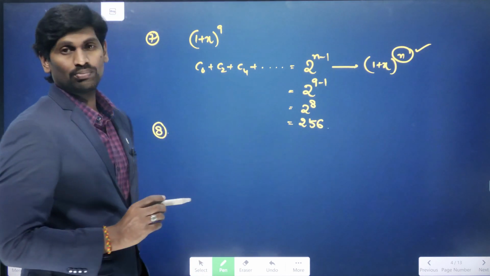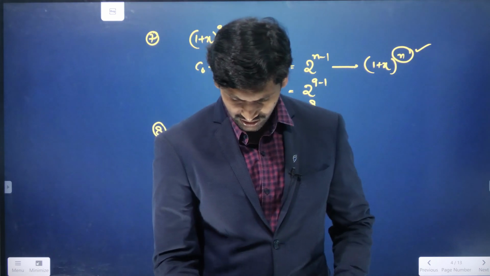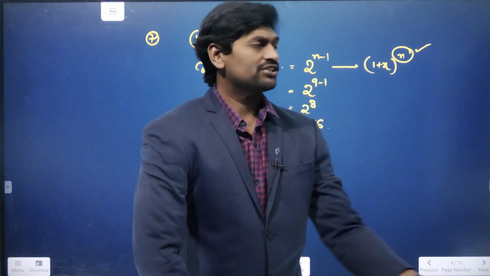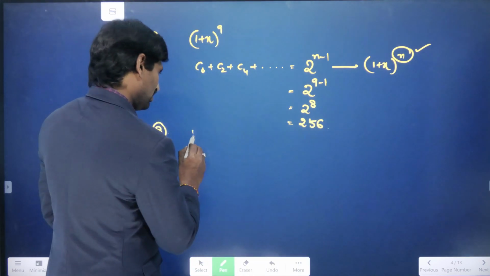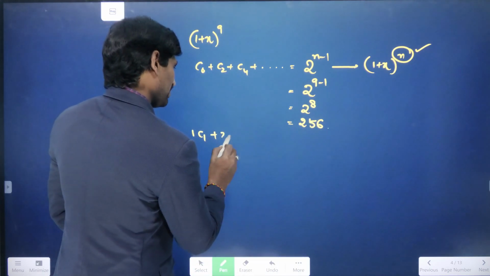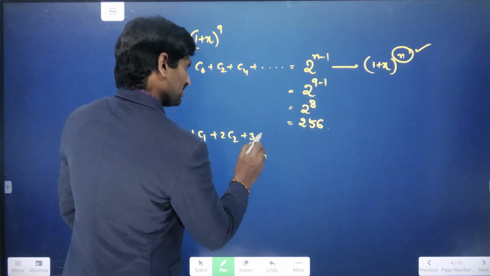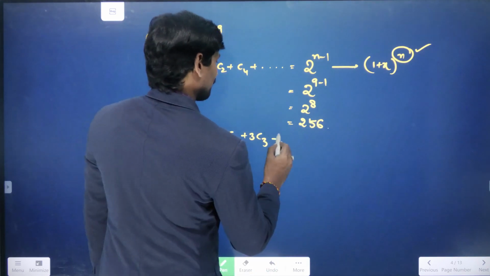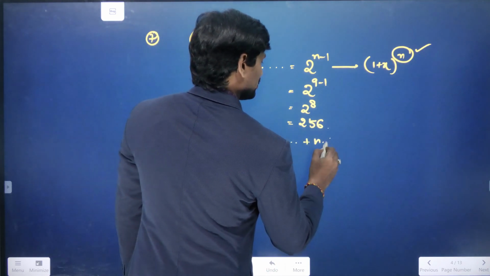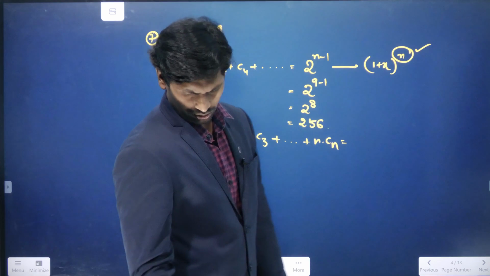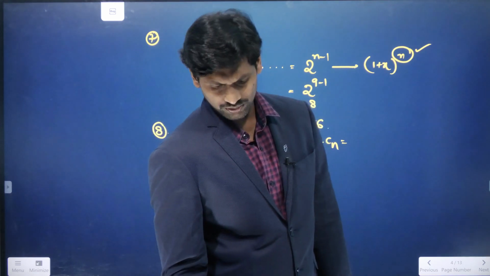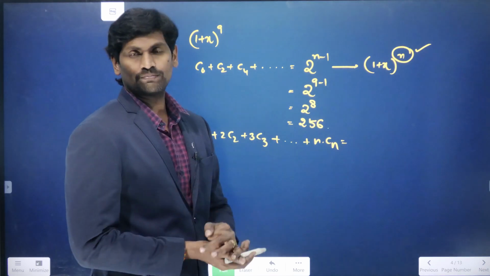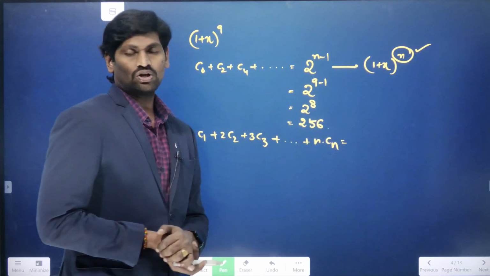Let us go to problem number 8. The problem is given: 1 into NC1 plus 2 into NC2, so 1 into C1 plus 2 into C2 plus 3 into C3 and so on plus n into Cn equals, so 1C1, 2C2, 3C3 and so on plus nCn. These are all equal to how much?